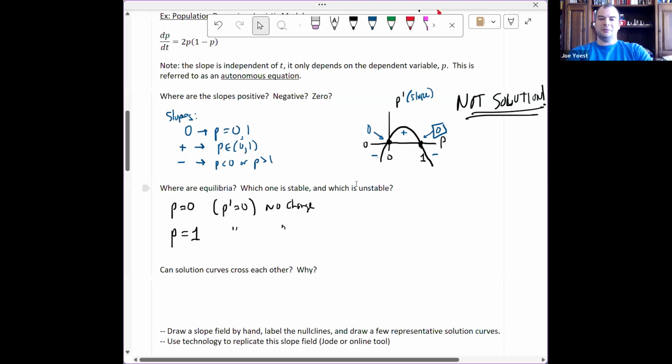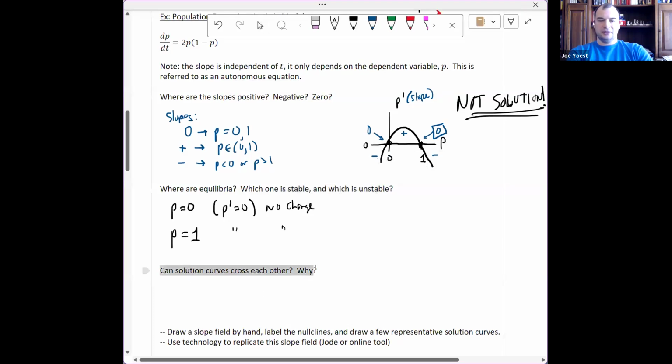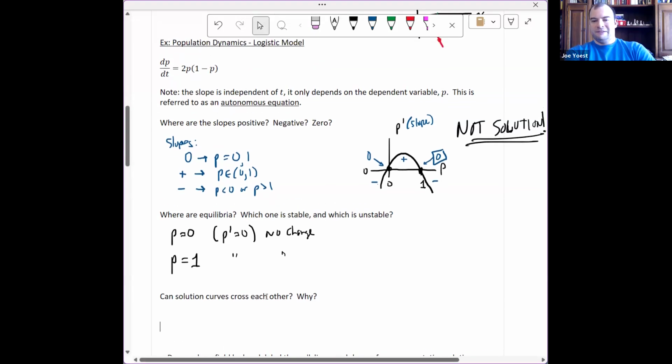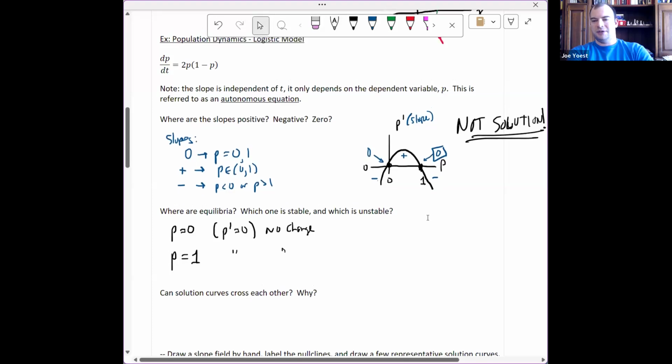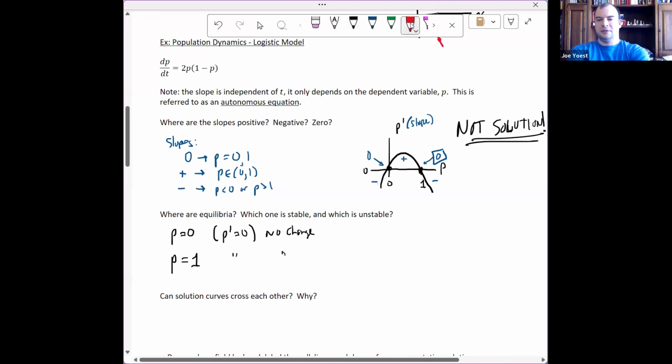Let's come back to the question of stability. We'll think of that in just a second. Can solution curves cross each other? That's another kind of interesting question. So let's do stability before we move on to that, I think, while I have this on the screen. Okay, let's revisit our little not-solution graph up here. This is not graphing P as a function of t. It's just graphing the relationship between P and P prime.